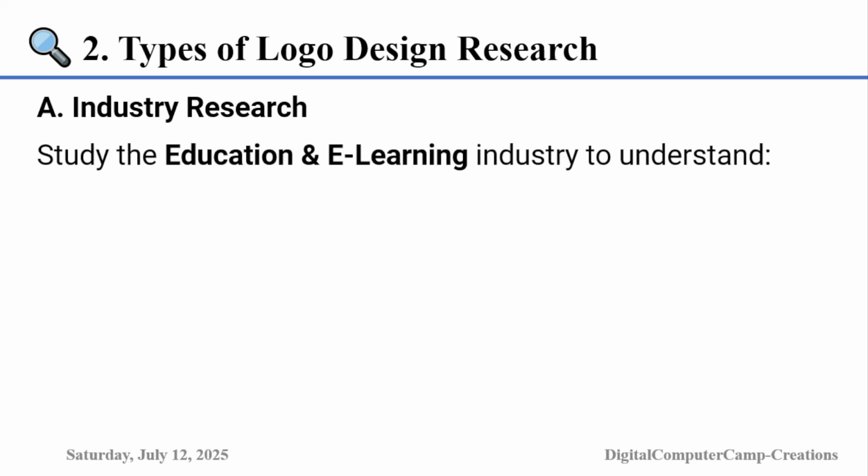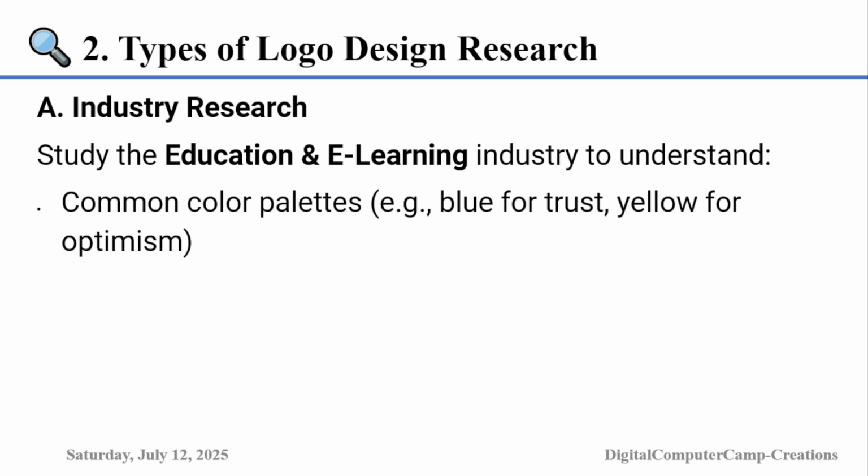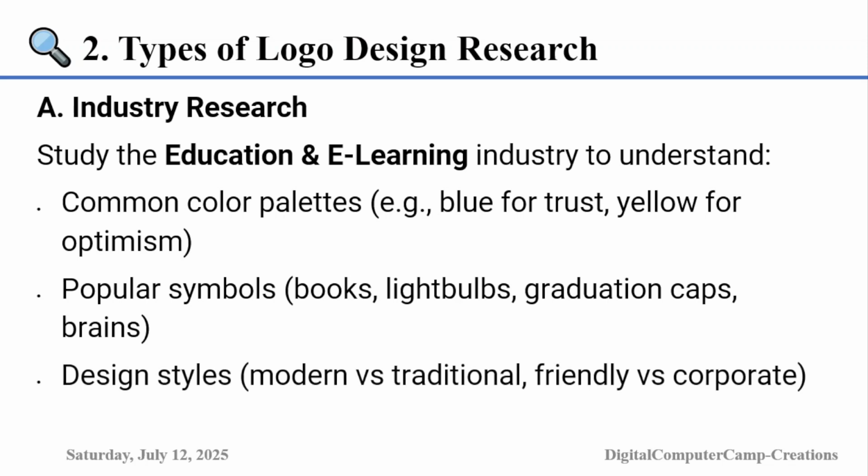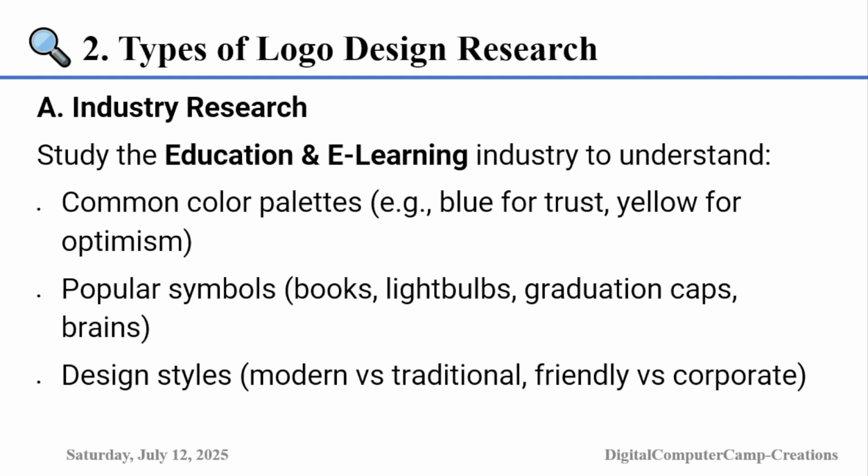Industry research: here you study the industry of the logo you are designing in. For example, study the educational and e-learning industry, because we are doing a case study of an education and e-learning logo design. You need to identify common color palettes, for example, blue for trust, yellow for optimism. You need to understand color psychology. Then understand popular symbols, for example, books, light bulbs, graduation caps, and brains. Then look at design styles, for example, modern versus traditional, friendly versus corporate.